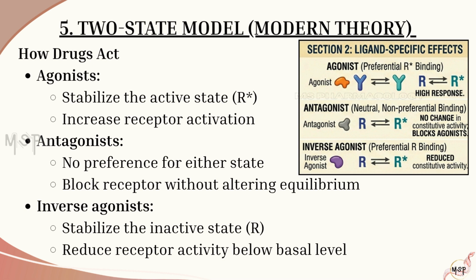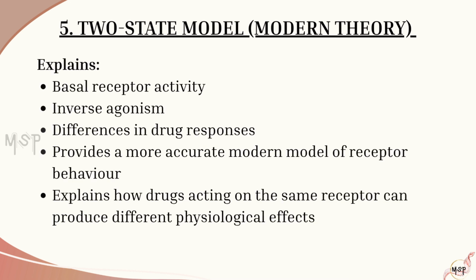Antagonists generally have no preference for either state. They simply block the receptor without changing the equilibrium significantly. Inverse agonists, however, stabilize the inactive state, R, reducing receptor activity below its normal basal level. This model is extremely important because it explains several observations that older theories could not.